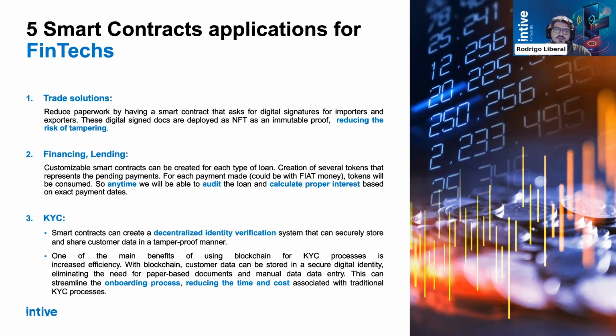The second one, as Pablo mentioned before, is related to lending. A smart contract can be customized and created for each type of loan. This means that, for example, we have a set of tokens that we can divide, representing a list of payments that we need to make. For example, I have 10 tokens that I can split, and I have to make 10 payments to Pablo.